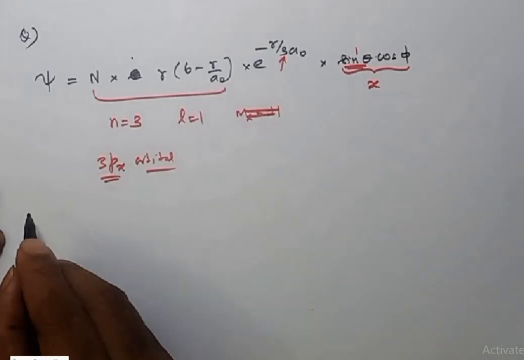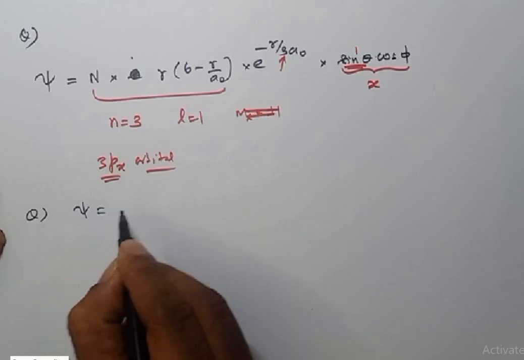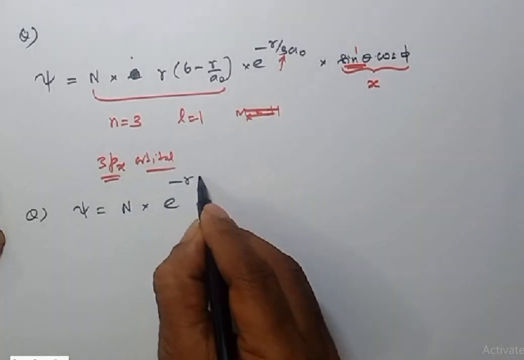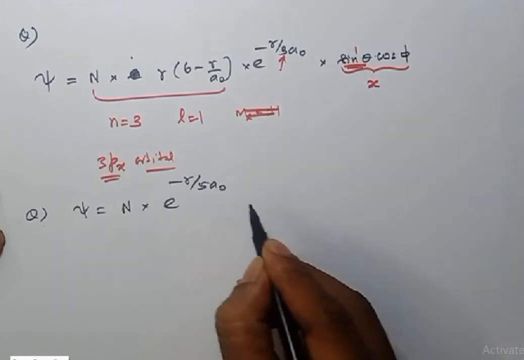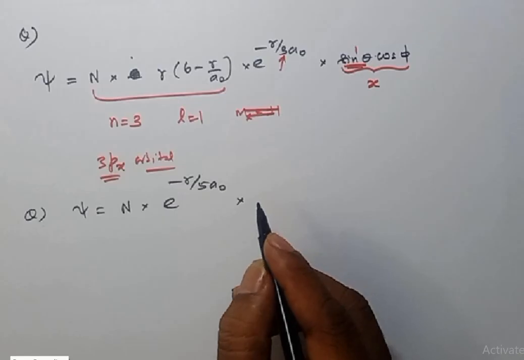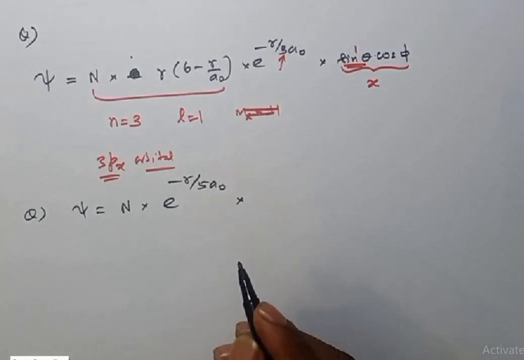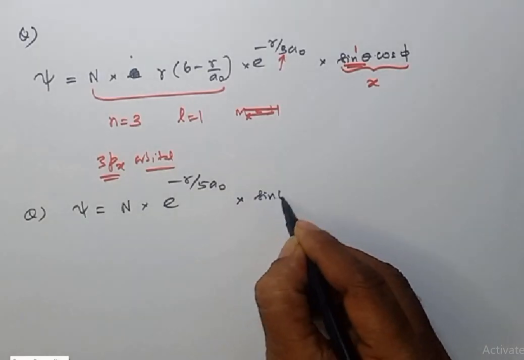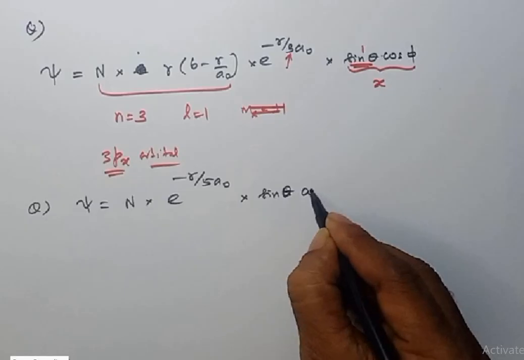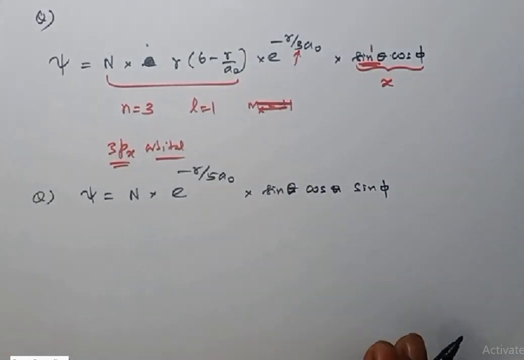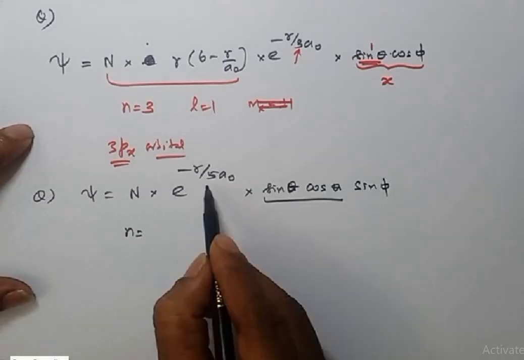So next question, let me give you a question. You try to find it. Psi is equal to some normalization constant e power minus r by 5 a naught, into, let me give you a function. You try to identify this. Sin theta, cos theta, sin phi. Yes, n value is 5.